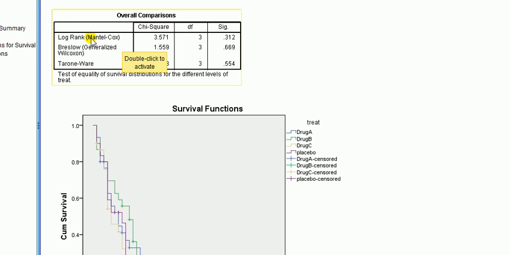The log rank places more emphasis on events happening later in time, whereas the generalized Wilcoxon places more emphasis on events, or deaths, happening early in time. And the Tarone-Ware is in between the two.